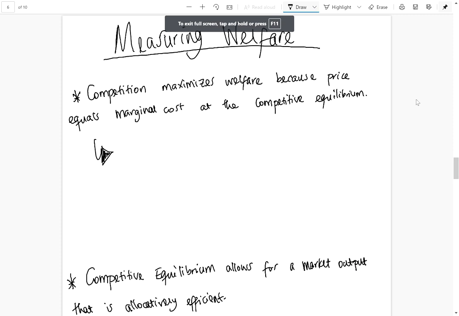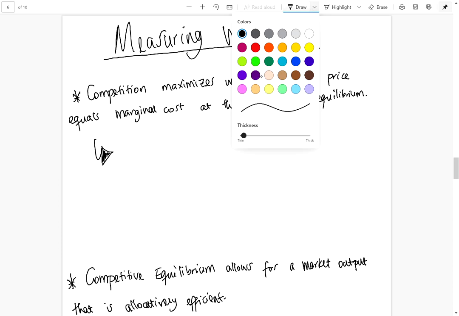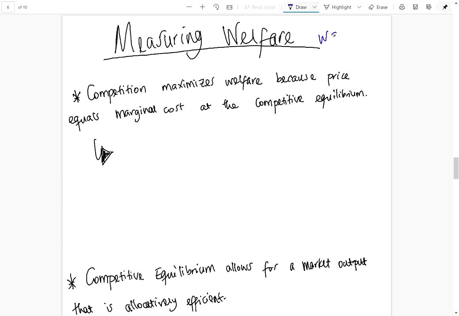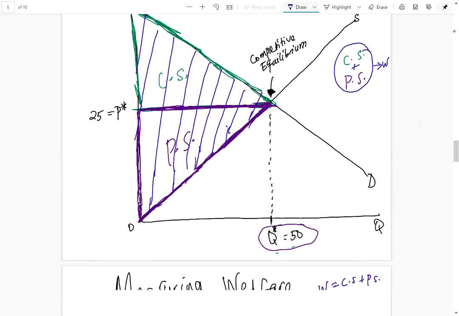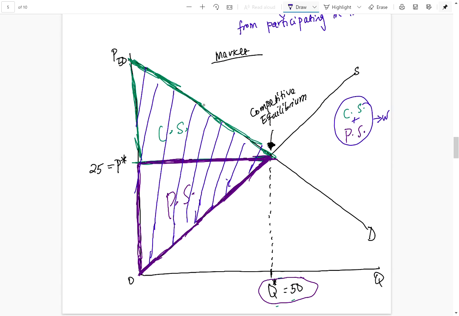In this video, we're going to be talking about measuring welfare. In the last video, we ended by talking about what welfare was and how it's equal to consumer surplus plus producer surplus. So it's equal to consumer surplus plus producer surplus. In this video, we want to talk about this area, this huge triangle.